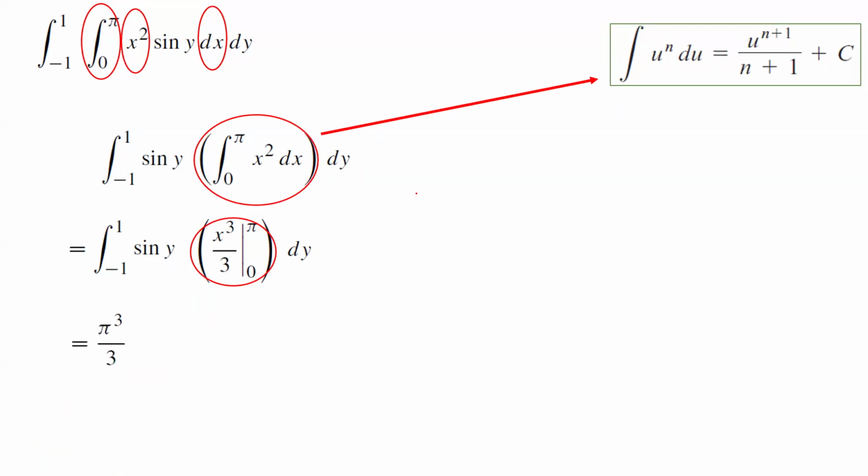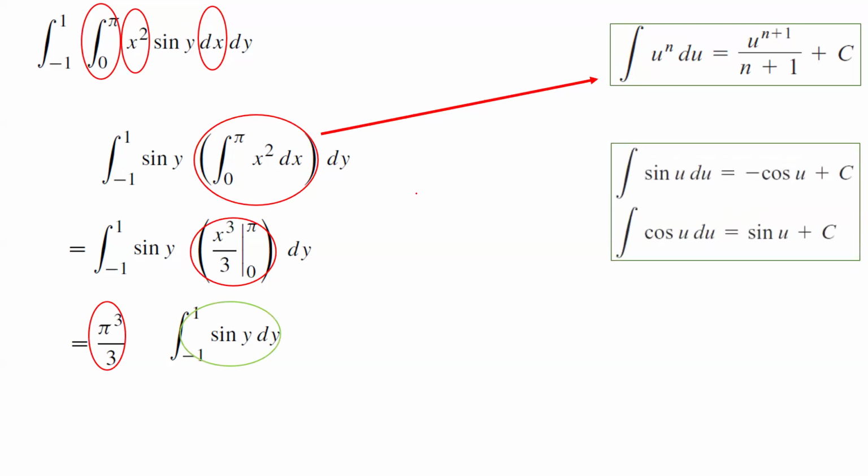If you plug in pi, you get pi to the third divided by 3, and 0 makes this term vanish, so we don't need it. Then you take the definite integral of sine y dy, and y bounded between negative 1 and 1. Remember the integral of sine u du is negative cosine u plus c, and since you have a definite integral, you just end up with negative cosine y. So we copy down pi to the third divided by 3, and the integral of sine y is negative cosine y. Y is bounded between negative 1 and 1.